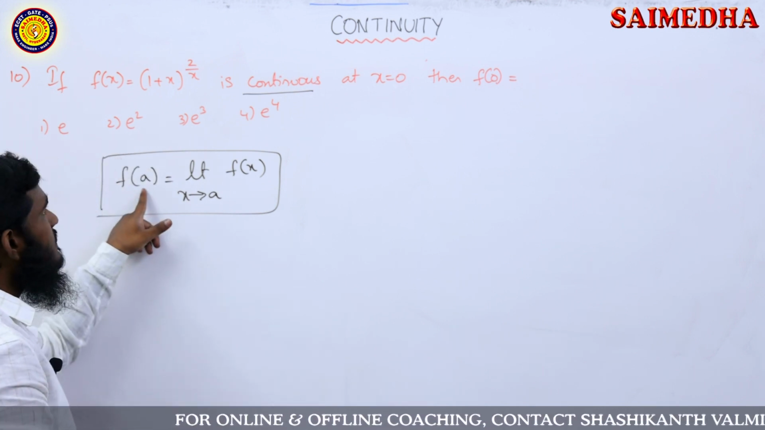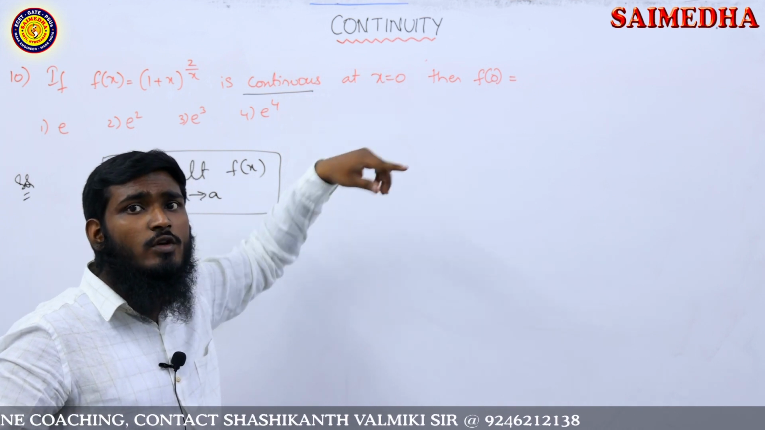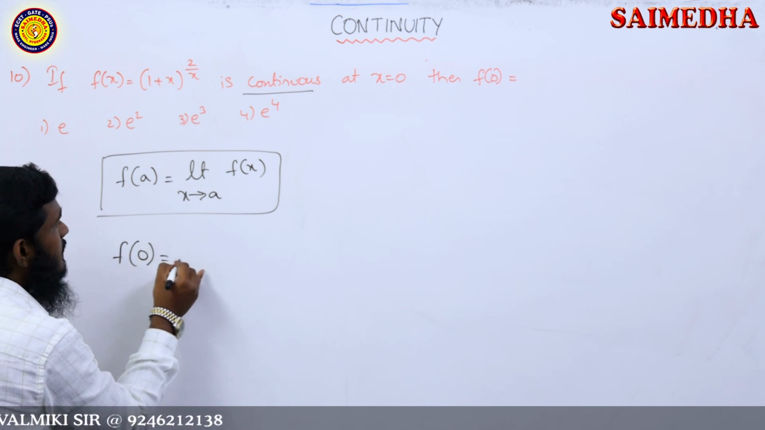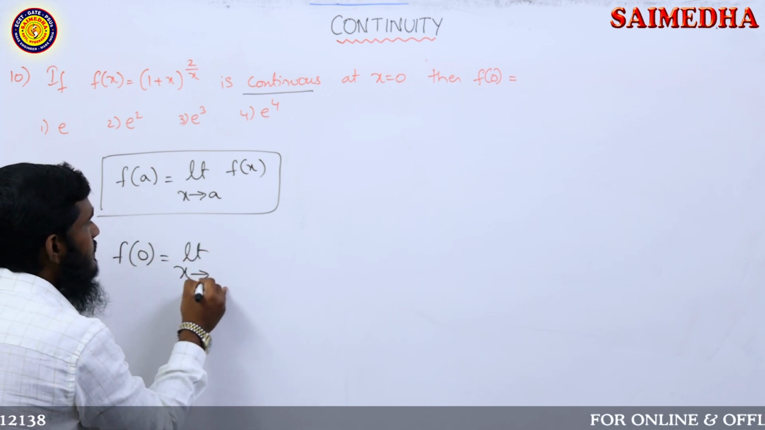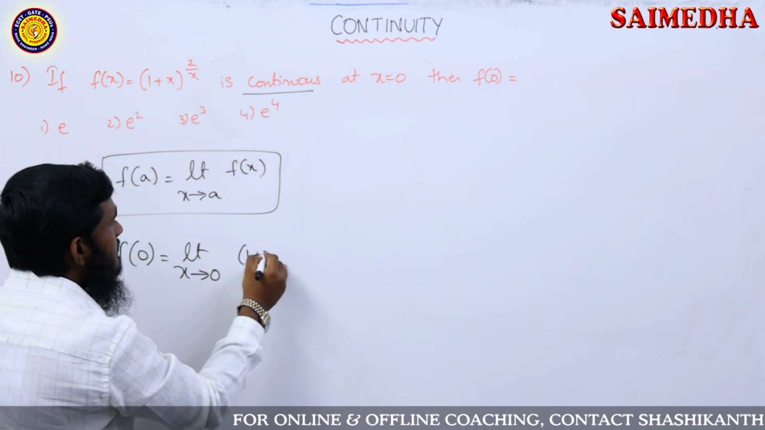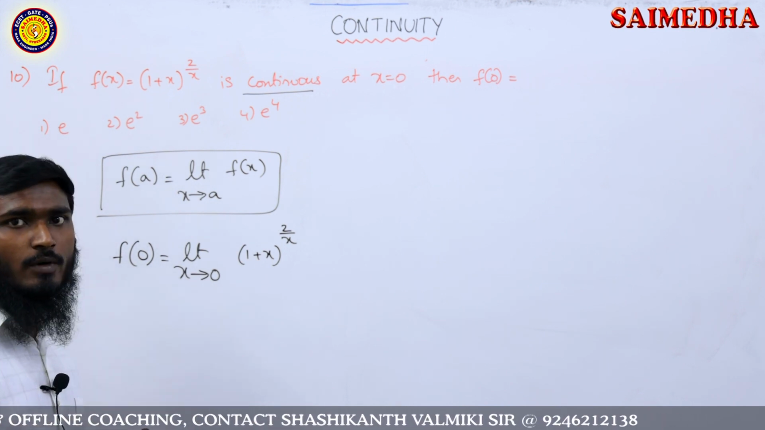So f of a means, what is the value of a? x is equal to 0 is given, so the value of a is equal to 0. f of 0 is equal to limit x tends to 0. What is the f of x part? (1 plus x) whole power 2 by x.